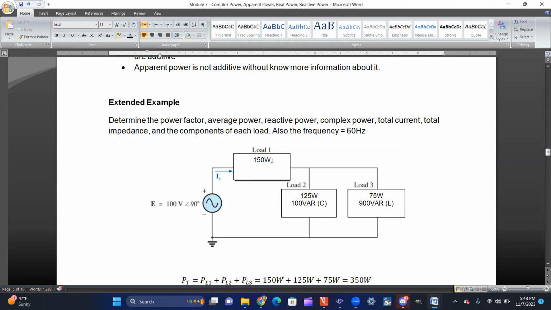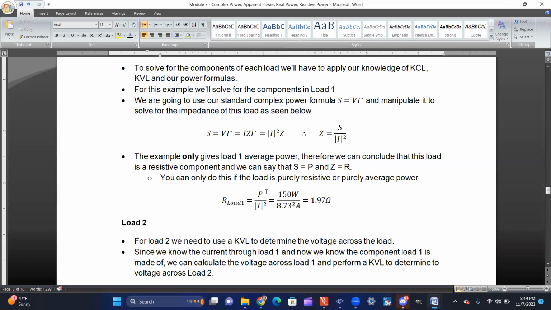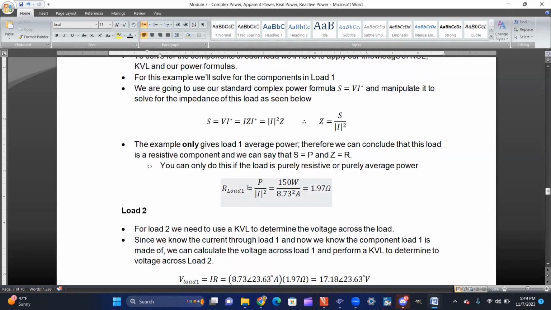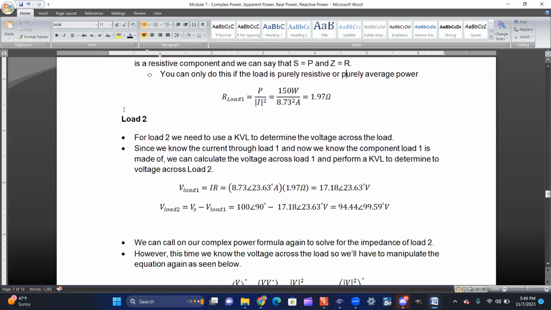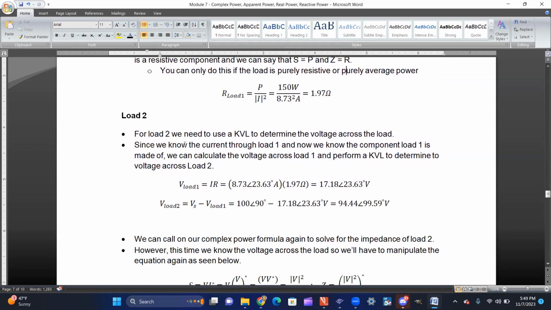But in this case, we only have resistive loading. So therefore, it's just going to equal R. And so that's how we're able to substitute those variables in to solve for the resistive load of load 1. Now you can't do that if you have an inductor or capacitor in that load, only whenever you have a resistive load. So like for load 2, we couldn't do that.